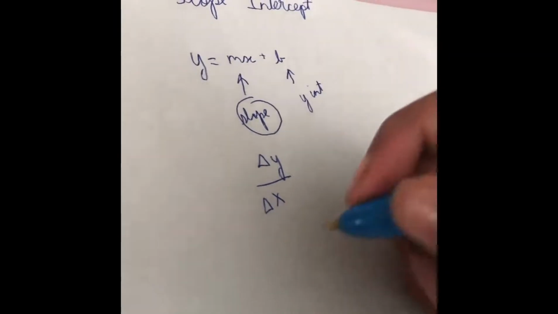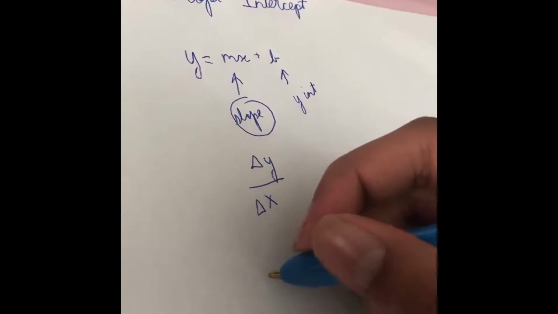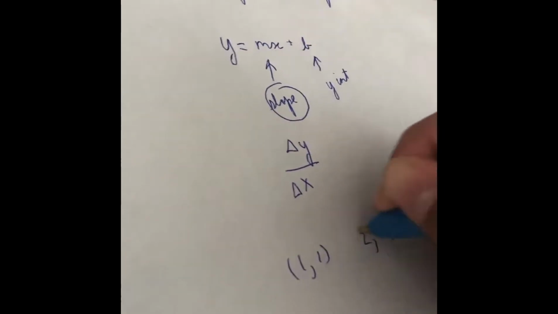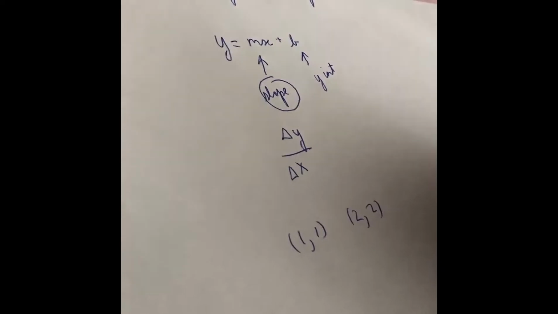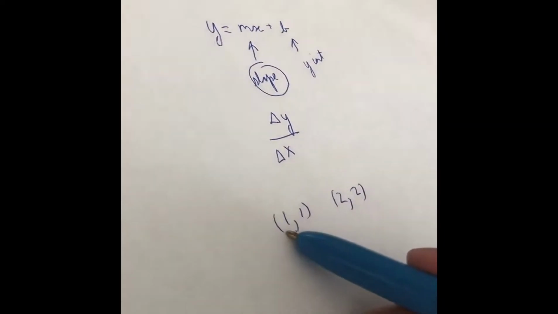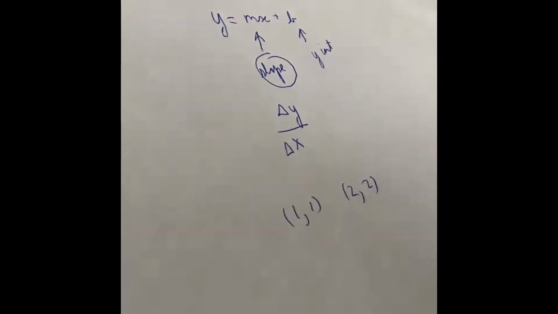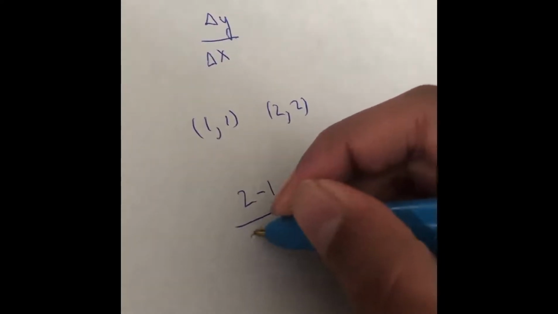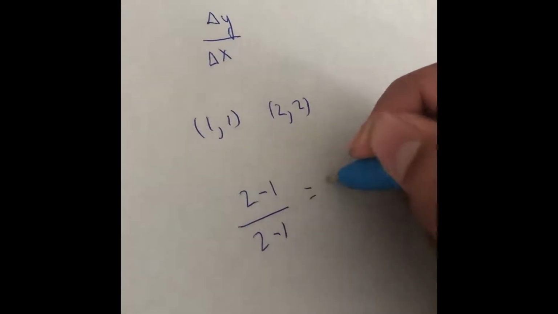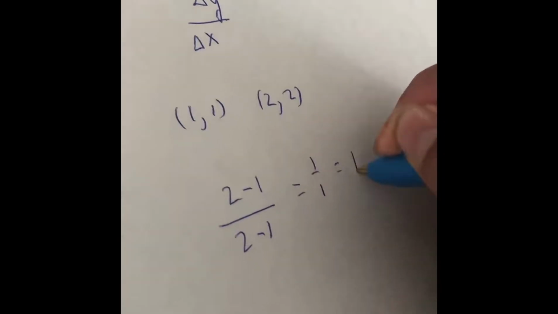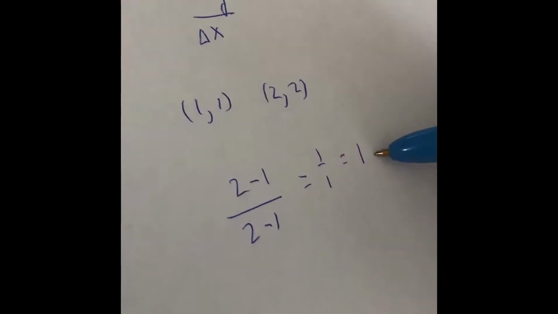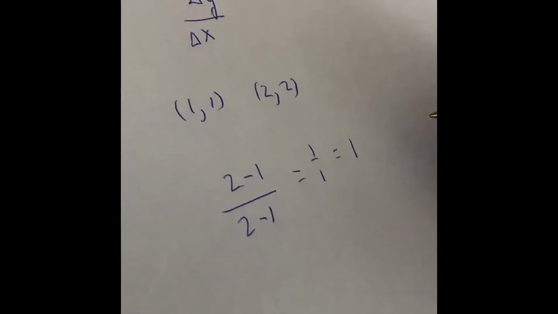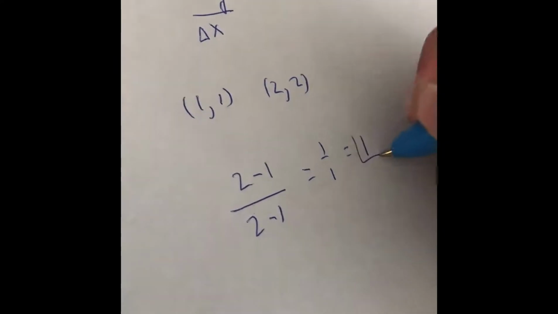So I'll give you an example. Let's pretend there are two coordinates, (1, 1) and (2, 2). So in this, this is the x, this is the x, this is the y, and this is the y. So you could do 2 subtract 1 over 2 subtract 1, which will equal 1 over 1, which equals 1. Leave it as a mixed number, whole number, or decimal. Don't leave it as an improper fraction. And so this will be your slope.